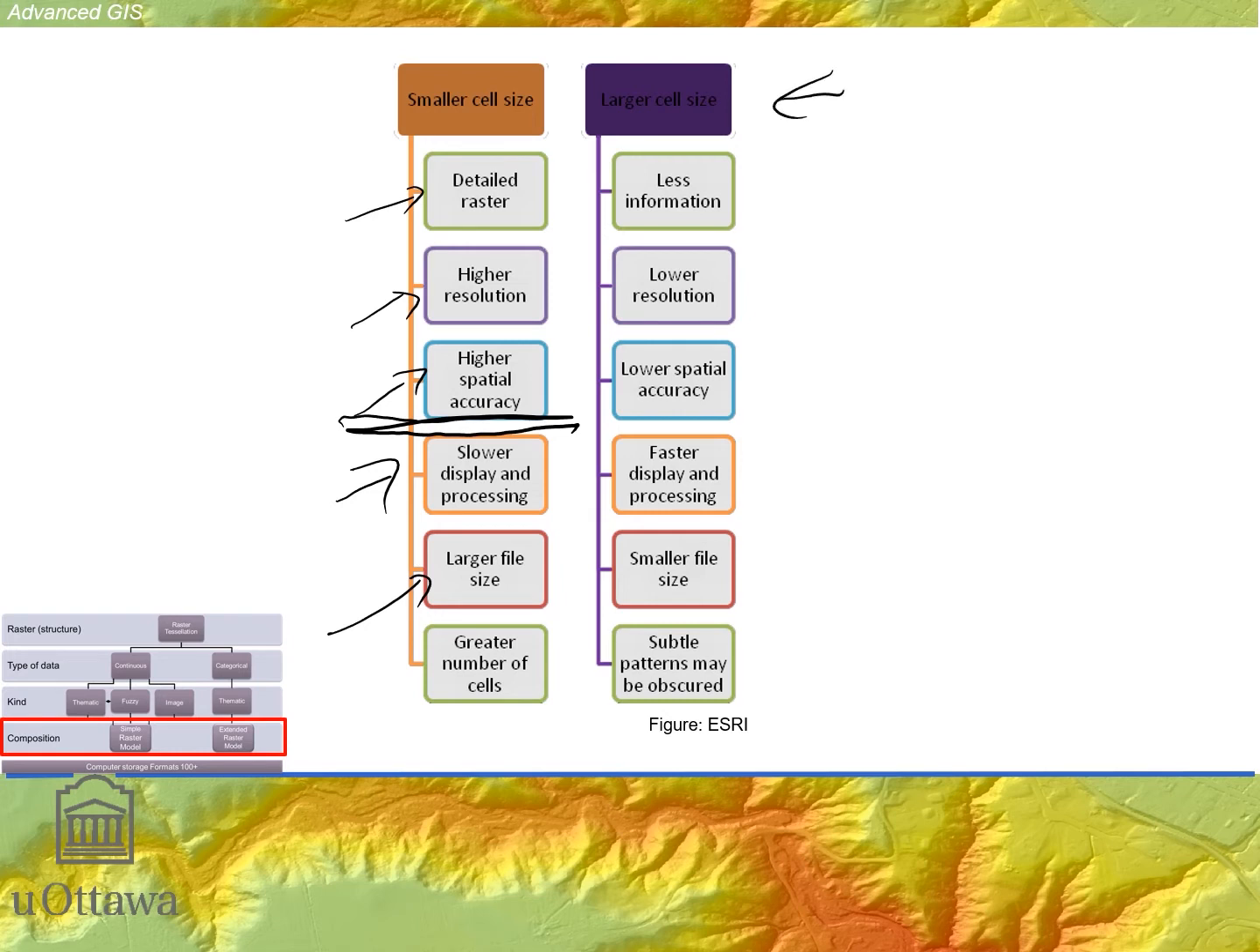Larger cell sizes, advantages, well, disadvantages we could say. One disadvantage is less information. So there's less cells to deal with because of the lower resolution. That means as well lower spatial accuracy. So those are disadvantages of a large cell size. The advantages are faster display and processing, smaller file size, as well as the drawback of subtle patterns or objects being obscured or missing altogether from the representation.